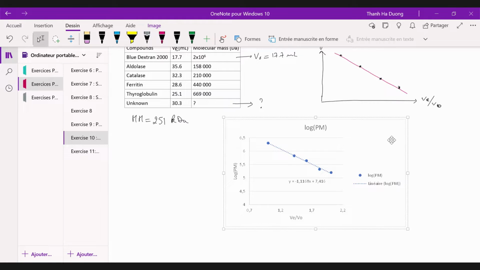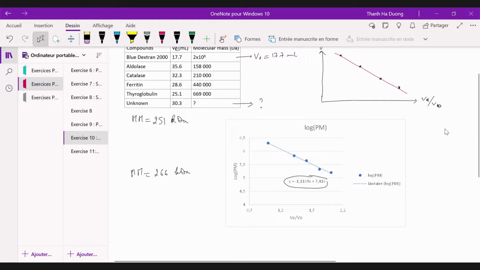When I plot the logarithm of the molecular mass against the ratio of the volumes, I have obtained this graph. So you see my slide, right? Yes. So for me, from the equation here, and because we have a void volume of 30.3 milliliter, I found a molecular mass of 266 kilodalton. So it's quite similar to what you found, okay?